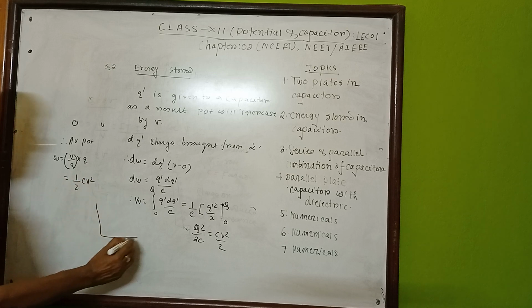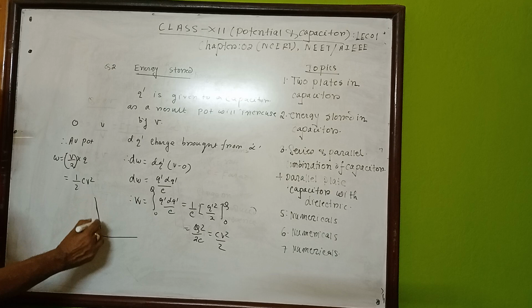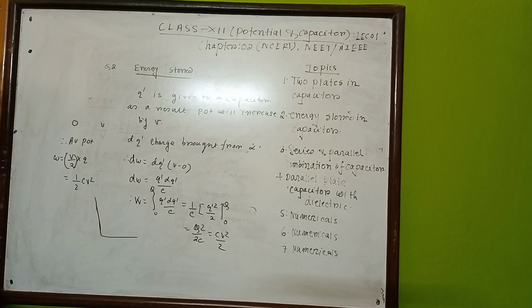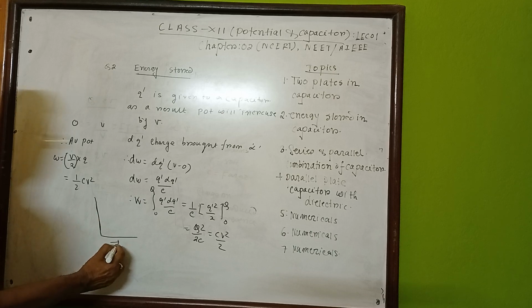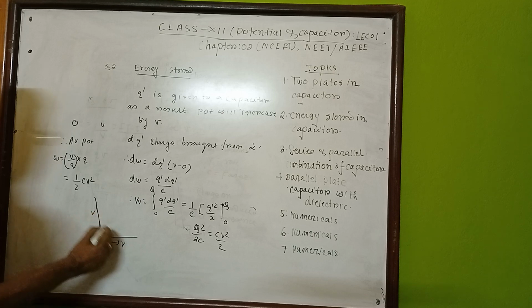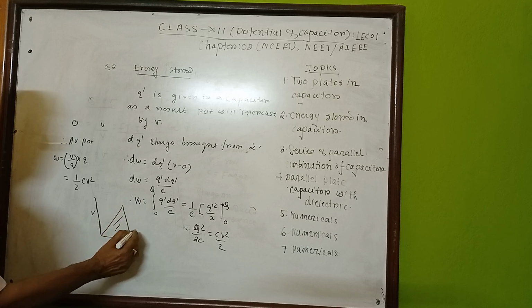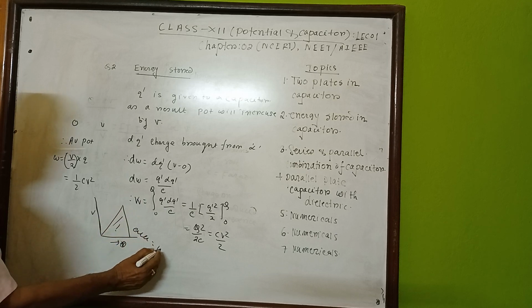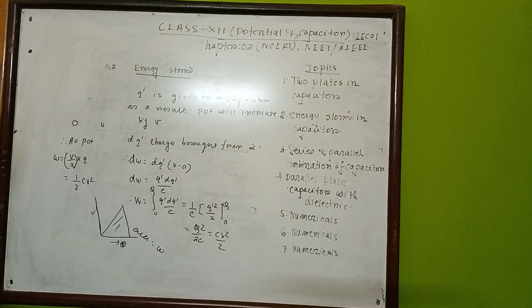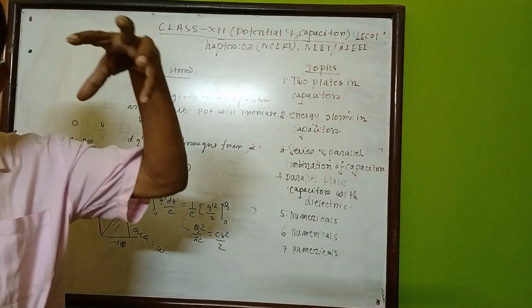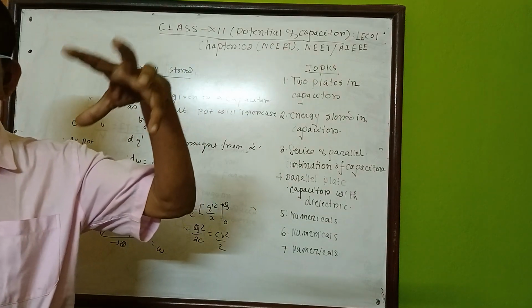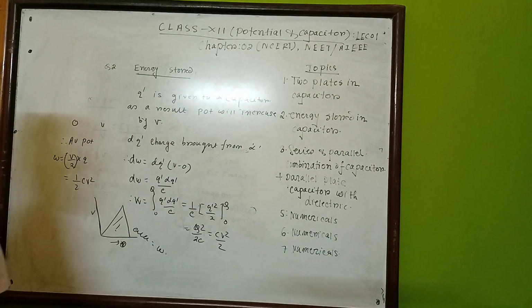Sometimes you can also do it by the graphical method. That means one side is charge Q and the other side is potential V. If you calculate the area enclosed, it will give you work done, QV by 2. So this is the energy stored in a capacitor. When charge is stored in a capacitor, the potential energy of the capacitor will gradually increase.